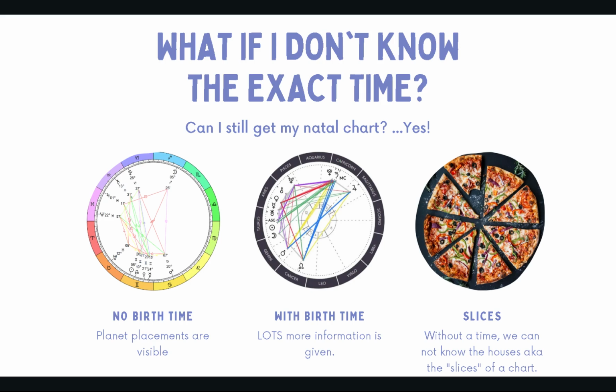On the left, you can see that there's a chart. It has lots of information, but it is not cut into pie slices, as we like to say. On the right, you'll see what I'm referring to as pie slices. And in the middle, you'll see a chart that has been cut up. So this one has a time, and so I can tell where each of these houses will be and how the chart will get cut up into different topics. So on the left, we have no birth time, but still a lot of information. And in the middle, we do have a birth time, and we can see that we now have even more information. So don't panic if you don't have it.